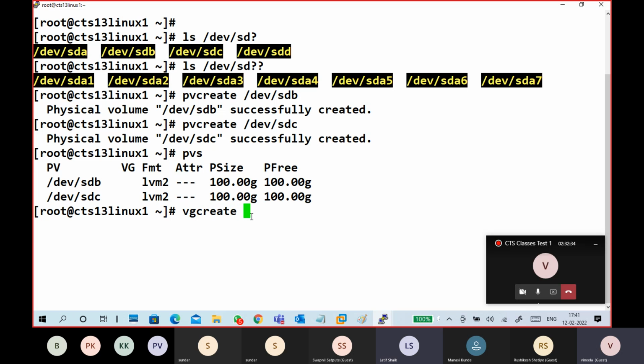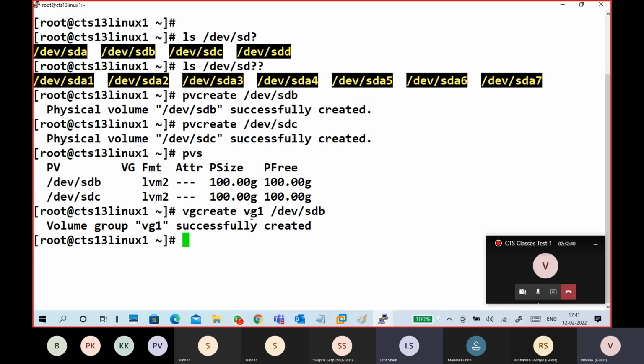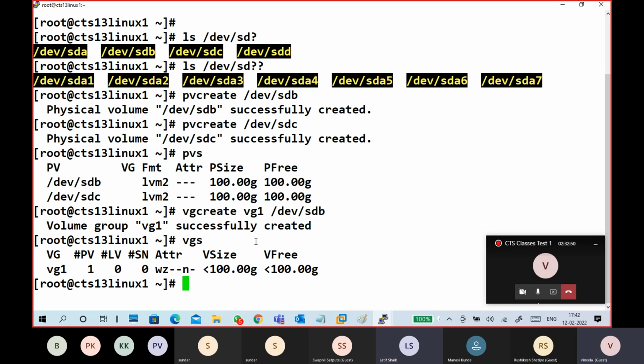vgcreate vg1 /dev/sdb. Successful. I created a volume group named VG1. So vgs, check it. Your volume group size is 100 only. Why? Because I added only one volume.